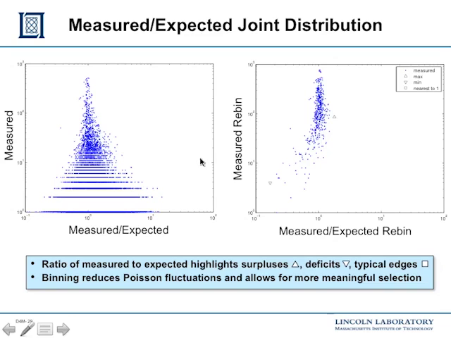And again, you see that here again. We have these different plots that show what the measured over expected is versus measured, and you can see this is the original data set, and this is the rebin data set, and you see the rebinning removes a lot of these very sparse points over here and gives you a very narrow distribution around what you expected.